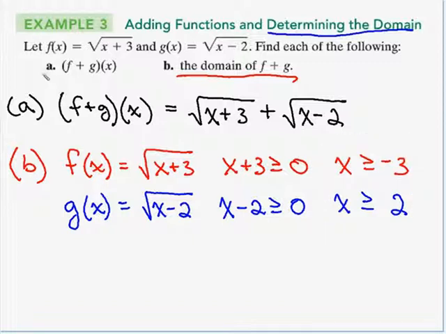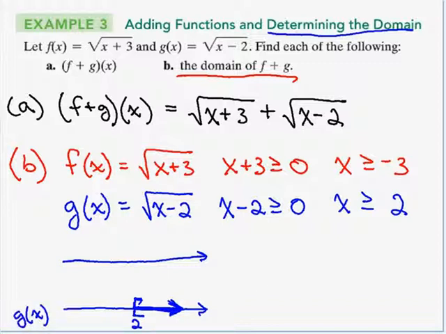Or you could think about this graphically. For g of x, we want x greater than or equal to positive 2. So if here's positive 2 and I'm headed off toward infinity, there's my domain for g of x. Now what about f of x? Well, f of x's domain is greater than or equal to negative 3. So I'll put that over here, negative 3, and we're off this way.